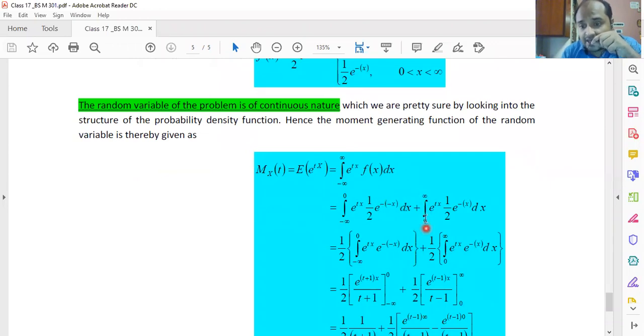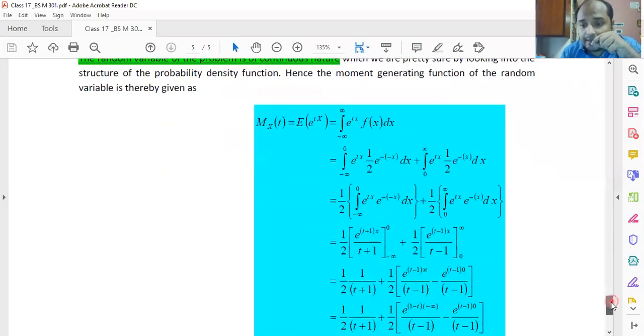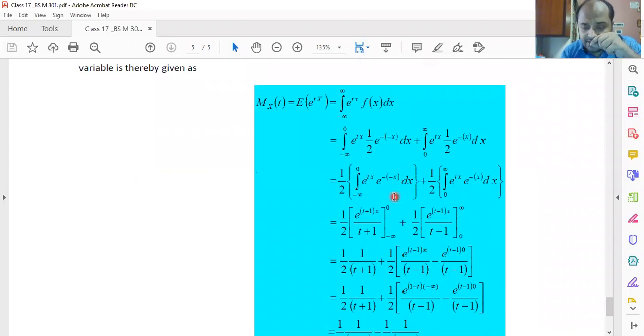And in this range, 0 to infinity, your function is half e to the power minus x. Then what? Then we are going to integrate, but before that I have done something. I have taken out the constant half outside the integration sign.